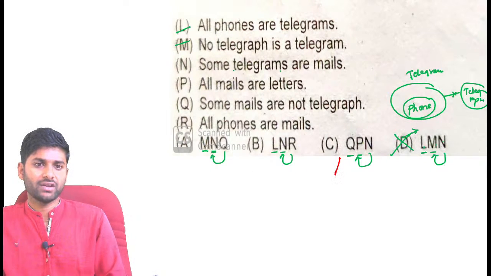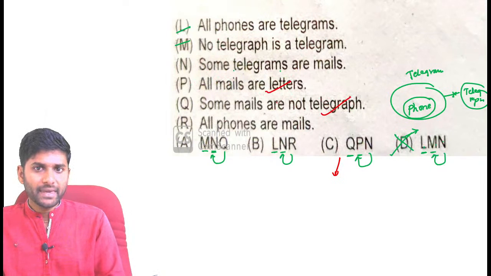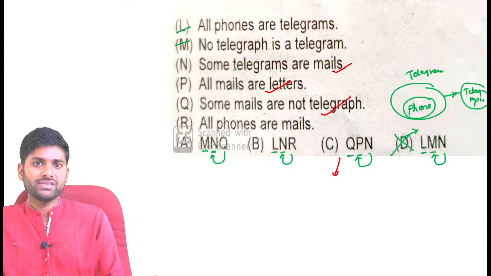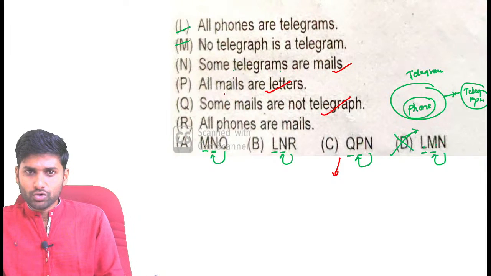Now go through the second one. QPN. See, here there is information. See, here what is the terminology? Just go through the terminology, guys.